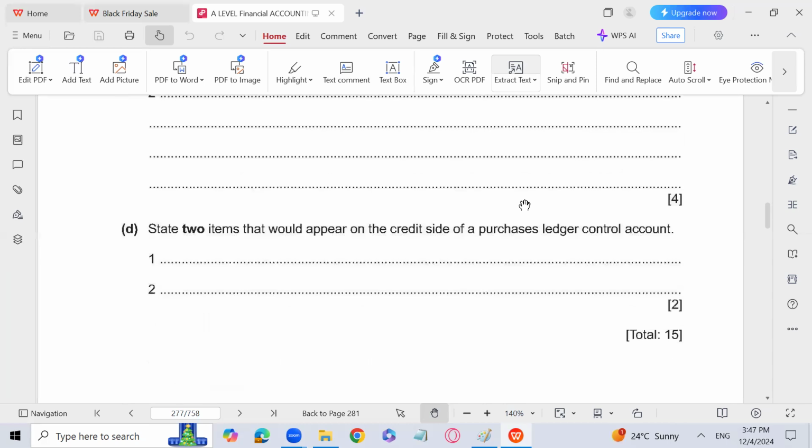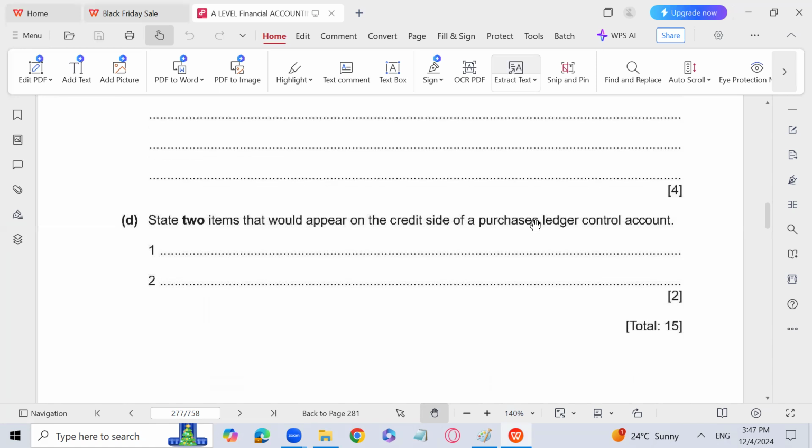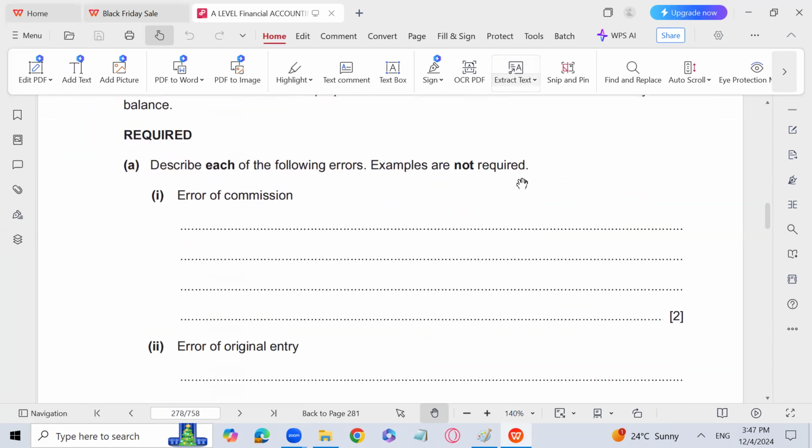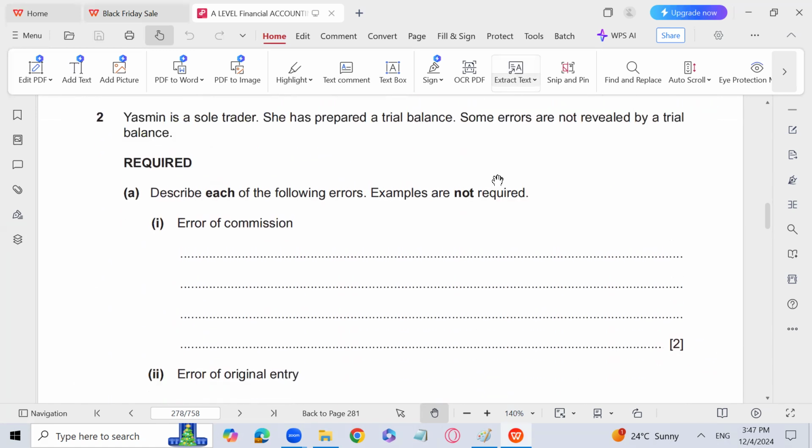State 2 items which would appear on the credit side of the purchase ledger control account. Number 1 is going to be the credit purchases that will come on the credit side of the purchase ledger control account, and interest charged on overdue account will also come on the credit side. Balance brought down will also come on the credit side, to be honest, because trade payables is a liability account. Liability always has a credit balance.